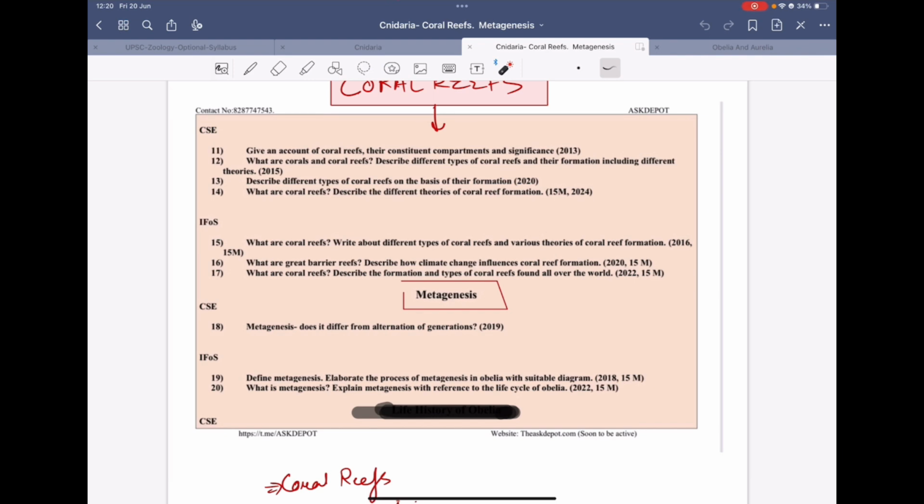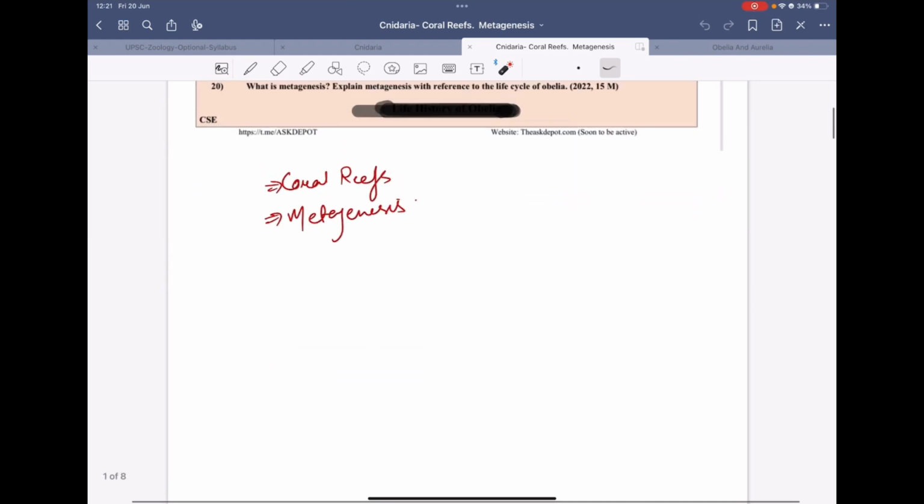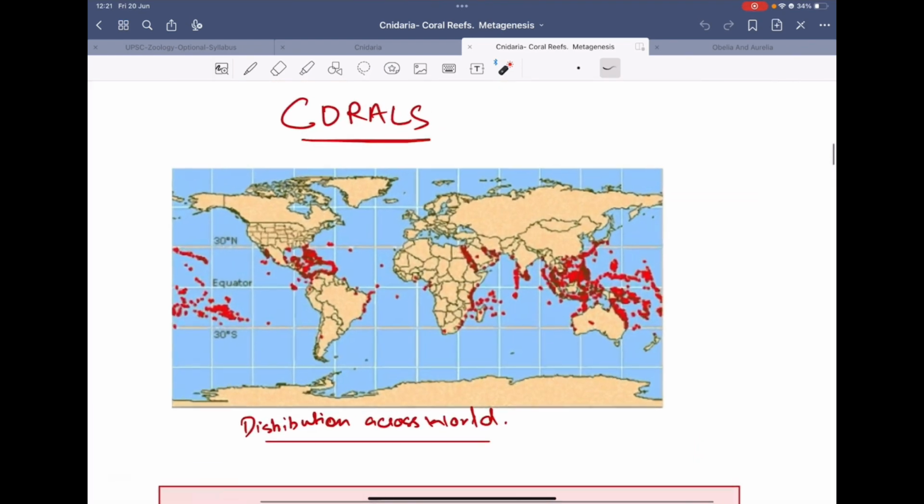Then the topic of metagenesis, which includes the alternation of sexual and asexual cycles. We will study it and discuss it in Obelia, and we will see the different phases these organisms go through during metagenesis. So, starting with the corals.